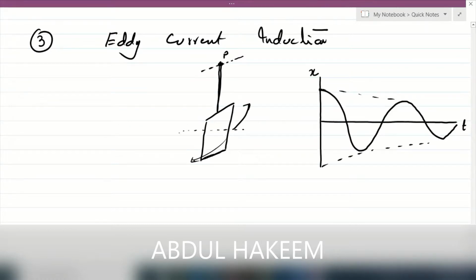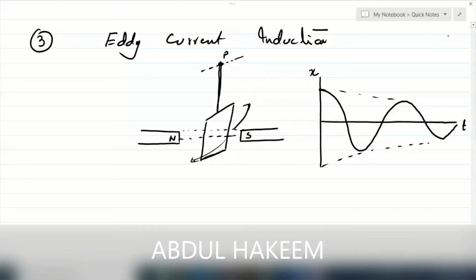But when the magnet is placed, now the field is directed from north to south. Now the oscillation of this copper plate is inside the magnetic field. Then the graph for the oscillation will be like this. The damping will increase.